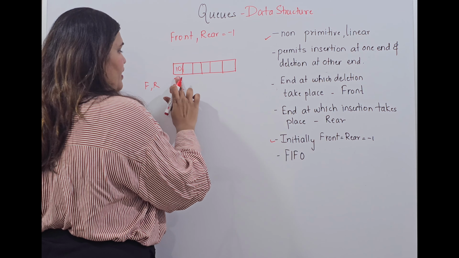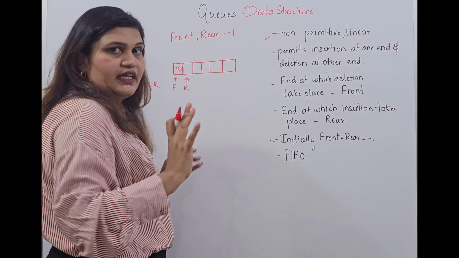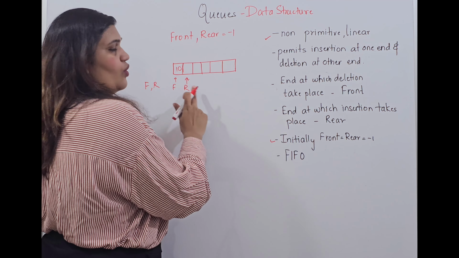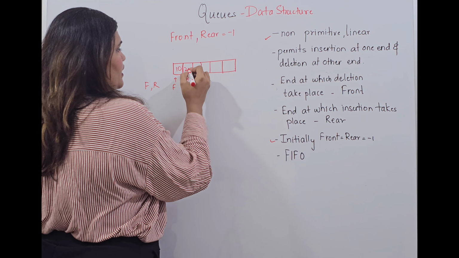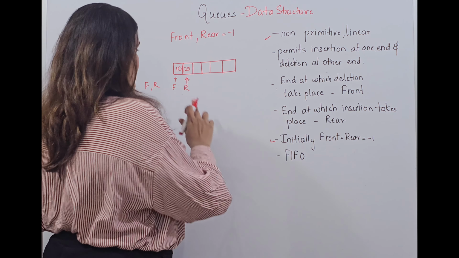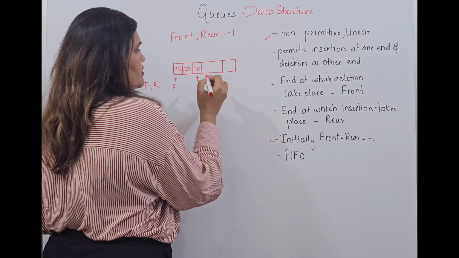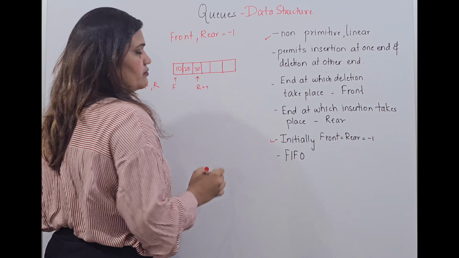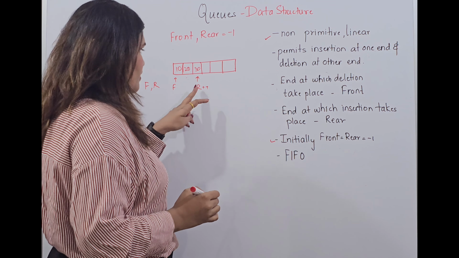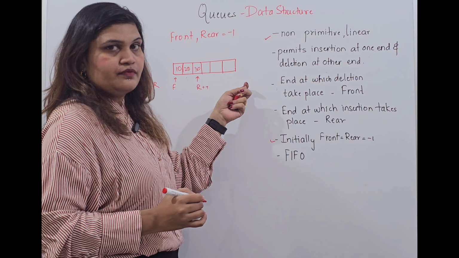Now I want to insert the second element. In this case, my rear will go on pointing further. My front will remain at the same place. Rear will go on incrementing. So rear will point over here and then I'll insert 20. Rear will point further, then I'll insert my next element. So in this case, our rear goes on incrementing. Am I clear? When I'm trying to insert an element, my rear goes on incrementing.